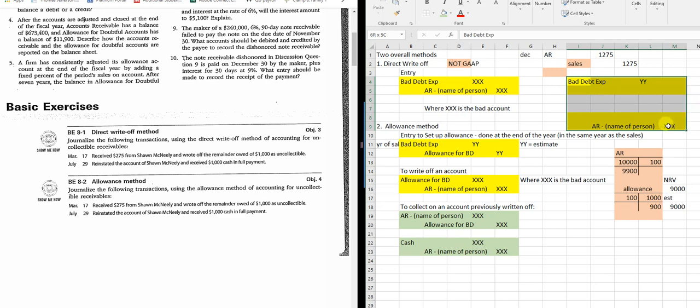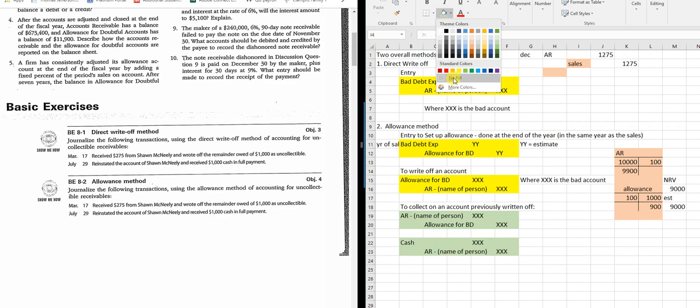So there you go. The direct write-off method is simply the same sort of entry as the allowance method, except I don't have the allowance, and since I don't have the allowance, it's just simply debiting bad debt expense and crediting accounts receivable. The allowance method splits it up into two different years: set up the allowance, your estimate, and then when you write off the accounts.